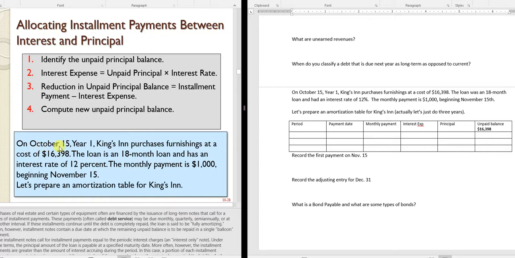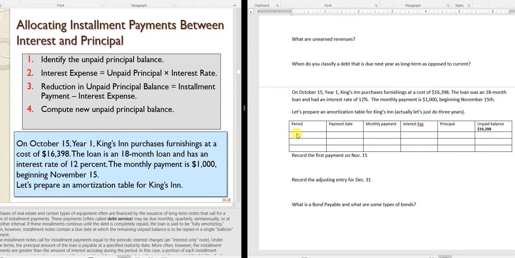On October 15th, year one, King's End purchases furnishings at $16,398. So right here is my $16,398, my unpaid balance. It's an 18-month loan with an interest rate of 12%. Remember, interest rates are always stated on an annual basis, not a monthly basis. So 12 divided by 12 months is 1% a month. I generally do 12% times 1/12, so I allocate it that way. The monthly payment is $1,000.